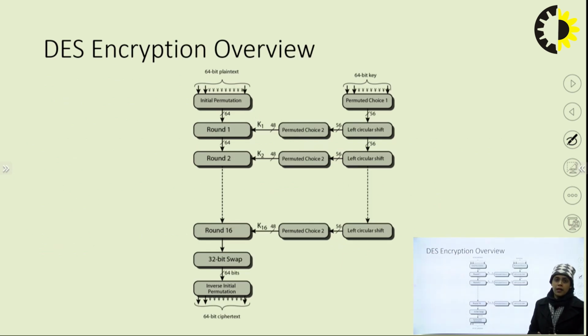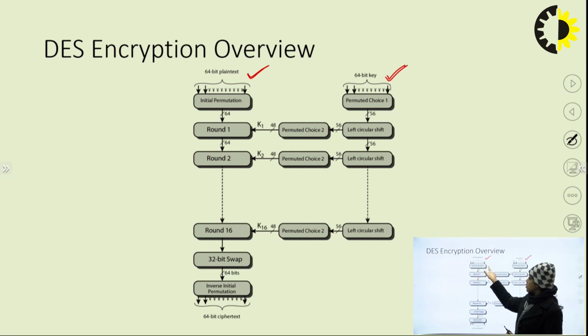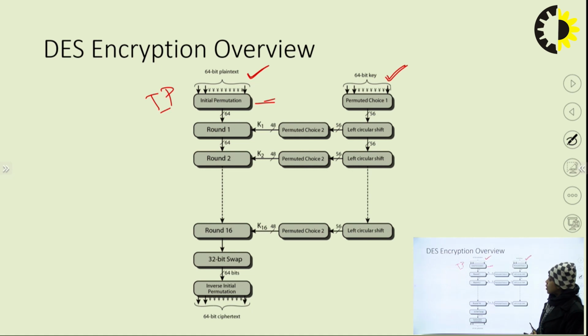So how does DES actually work? This complex diagram shows the actual working and processing of it. Here we have a plain text of 64 bits. We are taking a key of 64 bits. This plain text will go through the IP, which we call initial permutation. What initial permutation basically means is that we rearrange our input in a certain order and change its order.